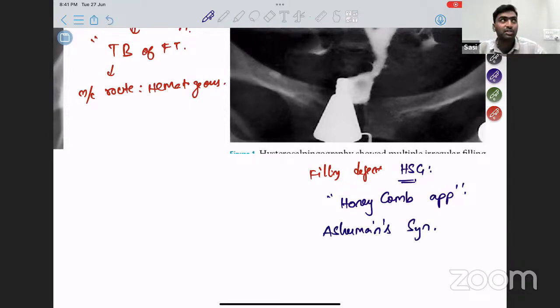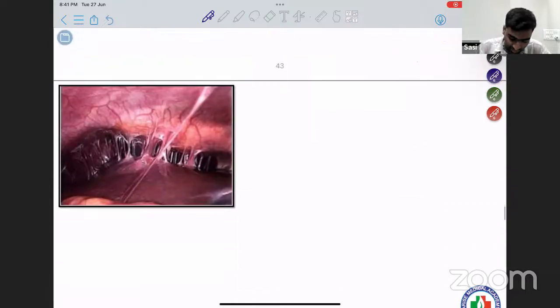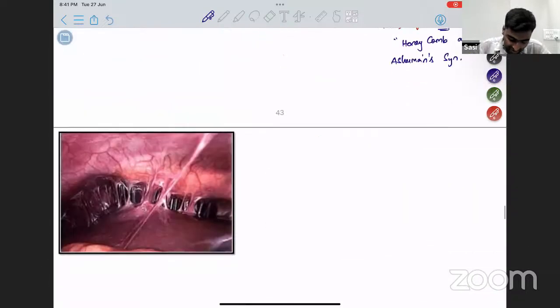This Asherman syndrome is mainly because of over-curettage. Because during curettage, if you take out the functionalis layer along with the basalis layer, it leads to the formation of adhesions or synechiae, and it results in Asherman syndrome. Just remember these points. Fine. Next one. We'll move on with the next thing.